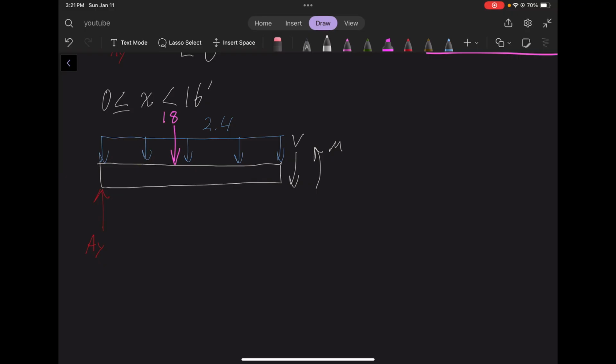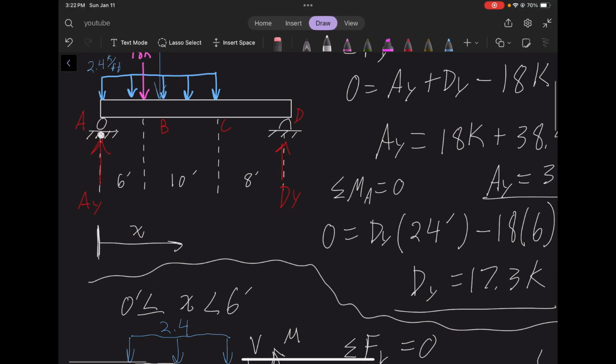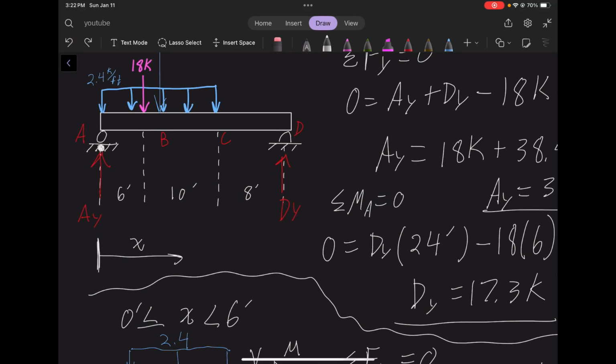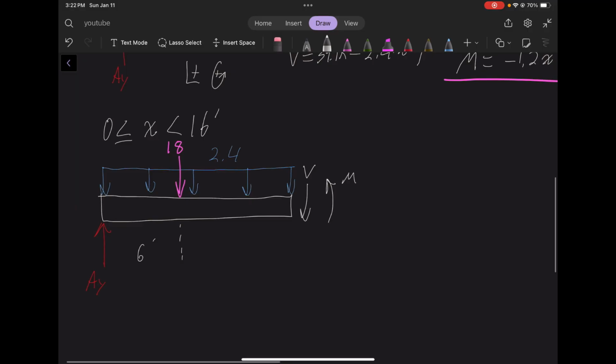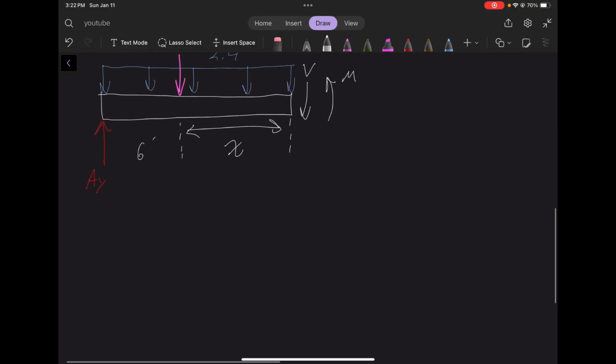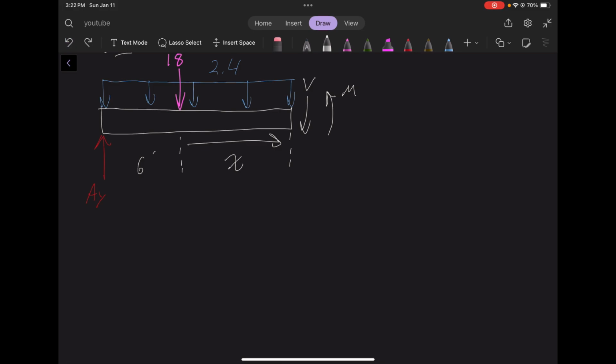Now, like I said, the dimensions are important here. From the beam in the initial problem, we know that the 18 kip force is 6 feet away. So we know that this is 6, and we're going to say that this distance here is x. That means that if this distance is x, then this whole thing from here to here is going to equal x plus 6. It's simply this plus that. It doesn't really get simpler than that.